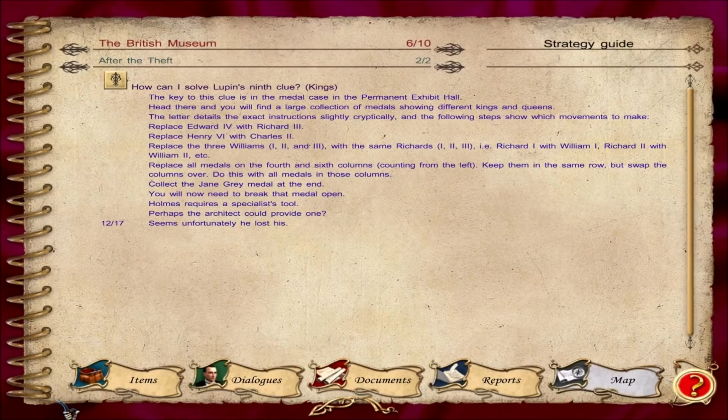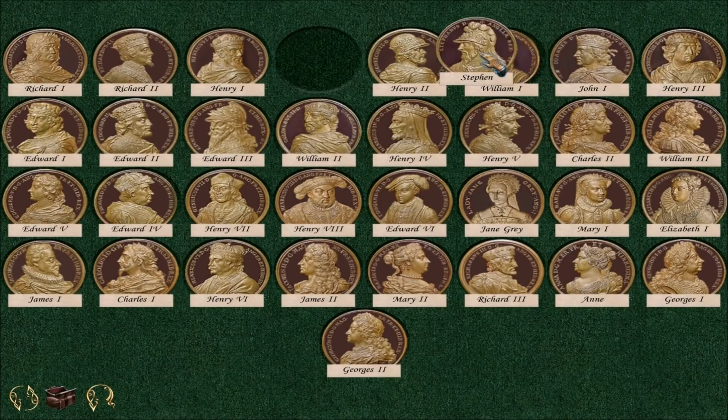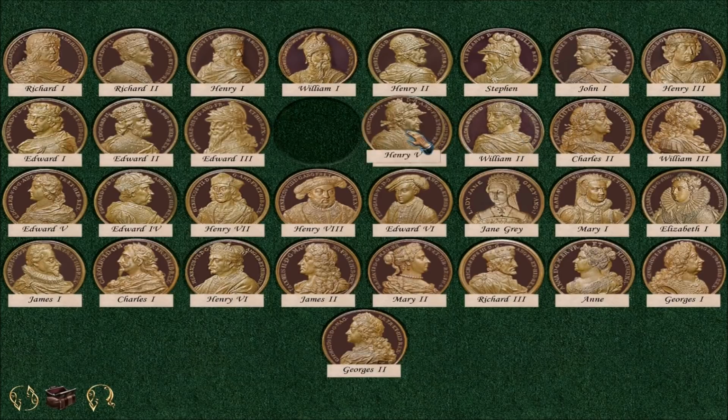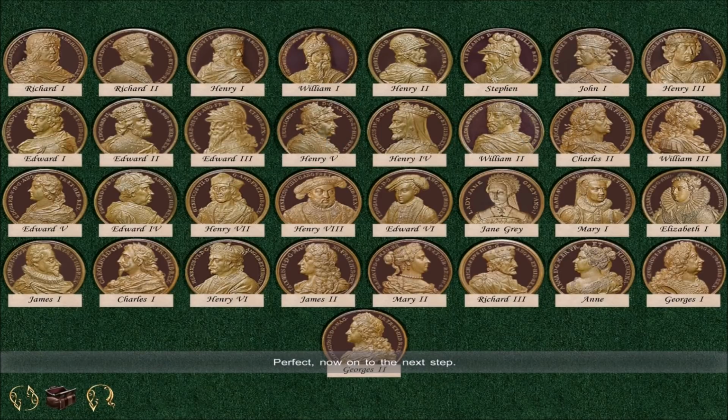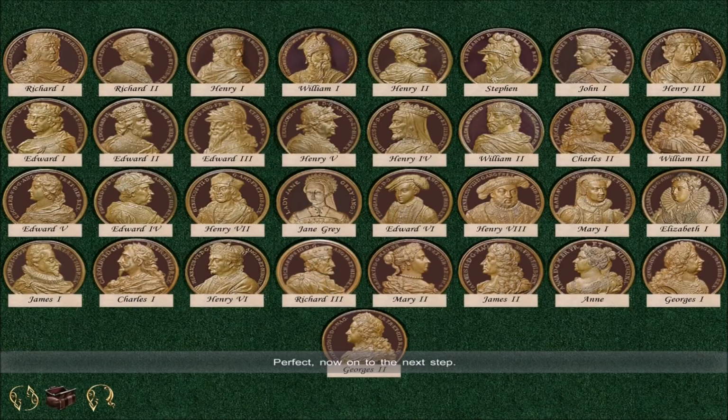Okay, and then the next step, please tell me, is just swapping the 4th and 6th column. So 1, 2, 3, 4. 4 with 6. Perfect. Now on to the next step. Perfect. Now on to the next step. Perfect. Now on to the next step.